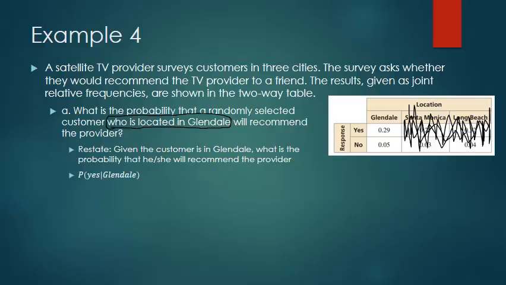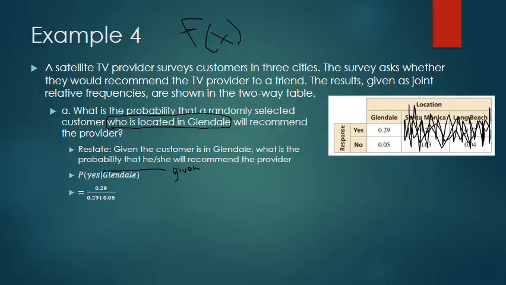So it's written like this. P stands for probability, and then parentheses. It's like f of x when you see f, parentheses, x. This doesn't mean f times x, this means f of x. So same thing, P of, and this says yes given Glendale. So this bar right here means given. So there's a probability that they will respond yes, given that they are in Glendale.